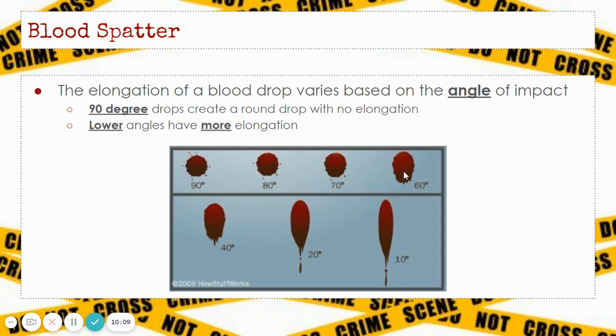So you can see as we get into like 60 degrees, 40, 20, 10 degrees, it is more and more elongated, less round, more kind of oval shaped. So using the shape of the drop itself, we can at least determine if it was from a straight up and down drop or if it was from a lower angle.